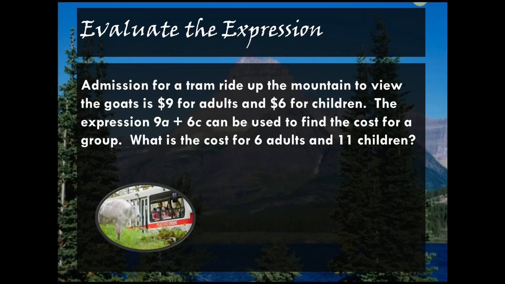Admission for a tram ride up the mountain to view the goats is $9 for adults and $6 for children. The expression 9 times A plus 6 times C can be used to find the cost for a group. What is the cost for 6 adults and 11 children? First, we'll start with the cost for the adults. It is $9 for each adult ticket, and there are 6 adults. 9 times A becomes 9 times 6. This will be added to the cost for 11 children, $6 per ticket, times a total of 11 children.